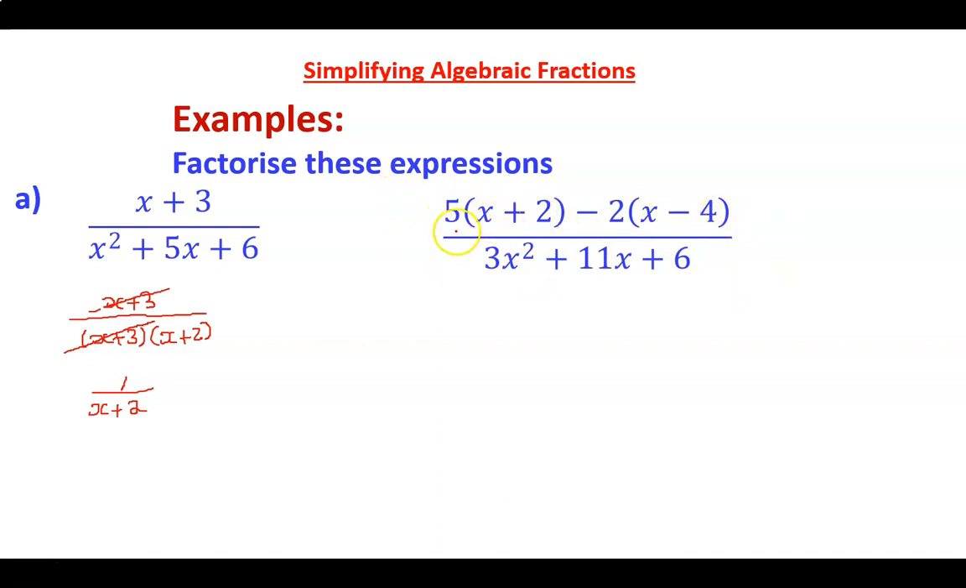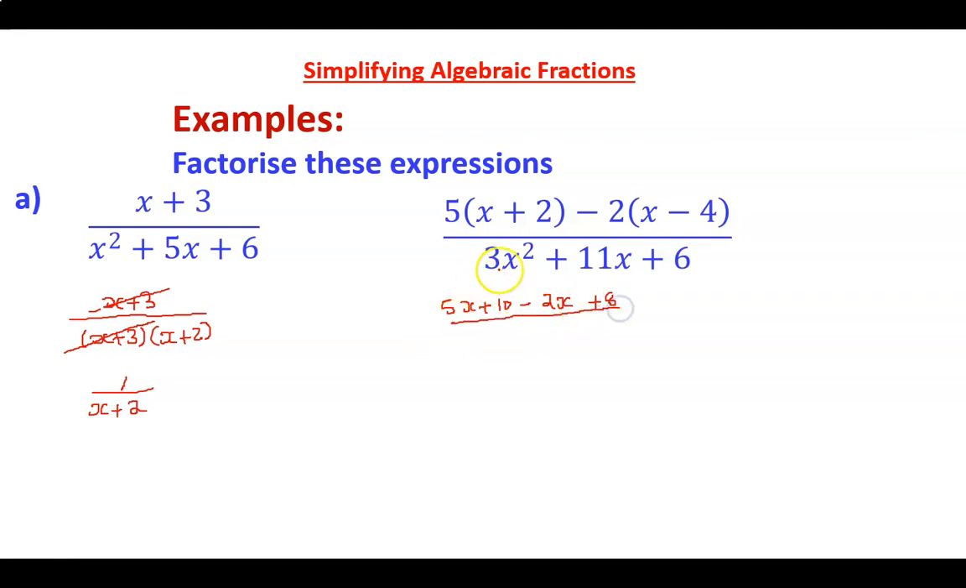So let's start with the top one. 5 times x, that's 5x. 5 times 2, that's 10. No problem. Minus 2 times x, that's minus 2x. Minus 2 times minus 4, that's 8. So the top one, we got that.